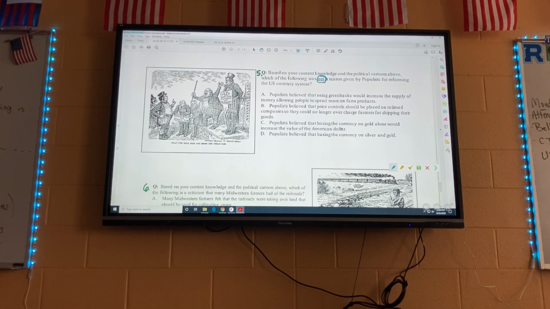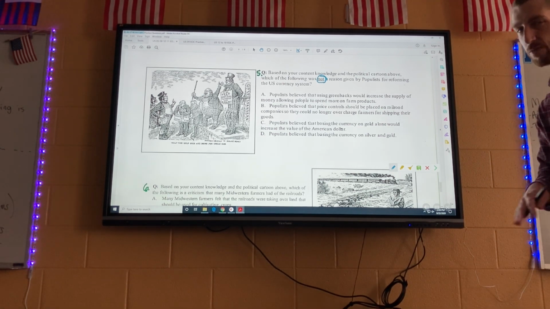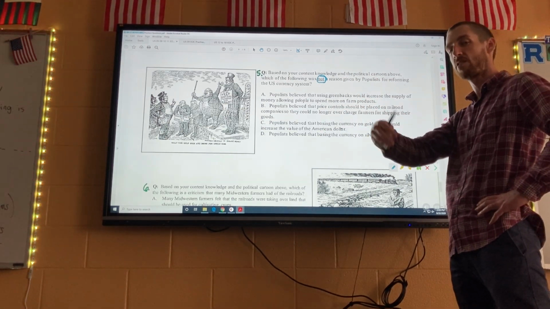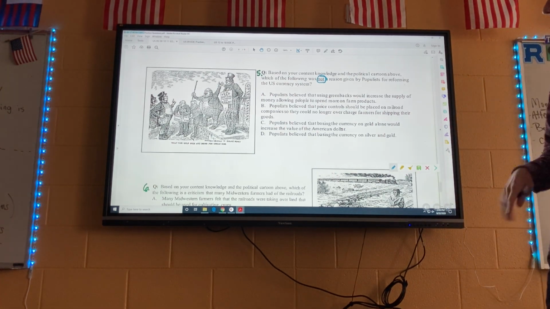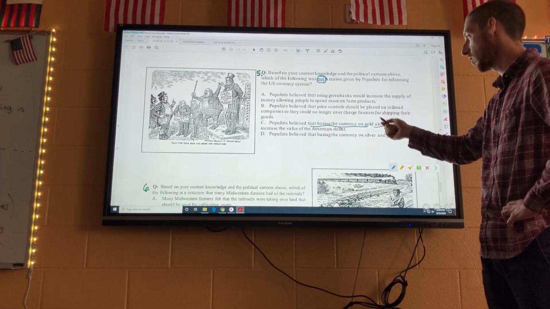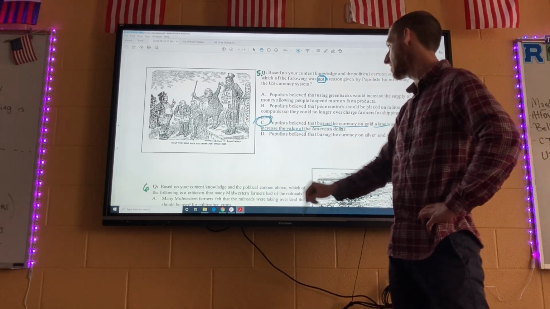All right, it says number 5. Based on your content knowledge in the political cartoon above, which of the following was not a reason given by populists for reforming the U.S. currency system? All right, now, remember populists are pro-silver, they're kind of anti-gold. So we're looking for something that is pro-gold. And remember, this is very confusing. Remember, the populists, they want silver and gold, okay? And your answer that is mainly pro-gold is going to be right here. Populists believe that basing the currency on gold alone, look, would increase the value of the dollar. So 5 is going to be C, okay?